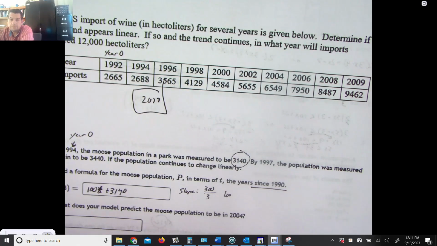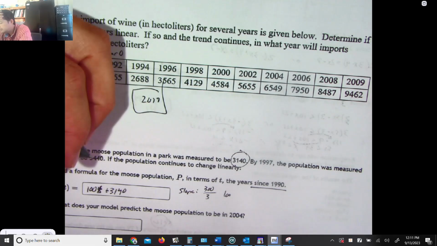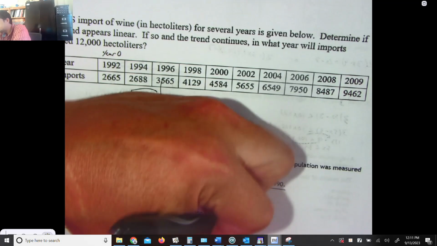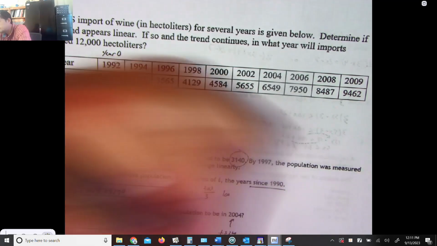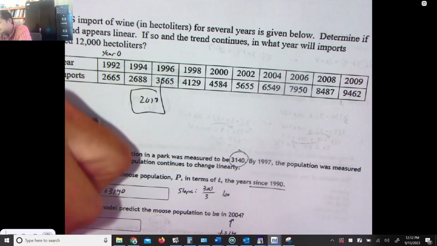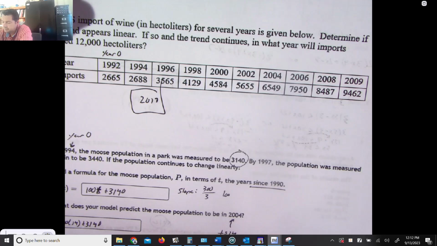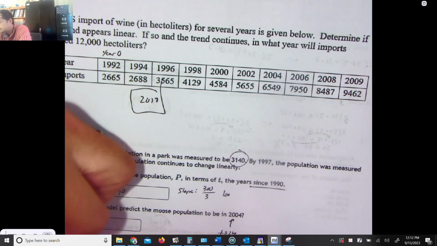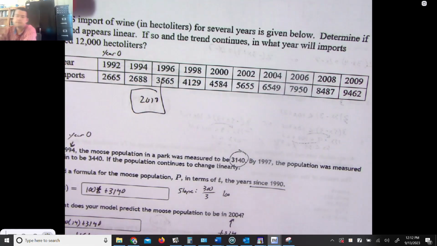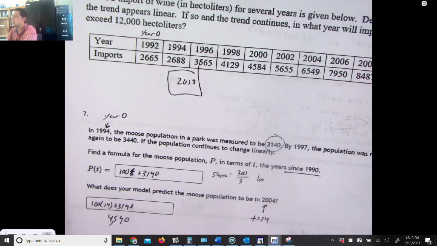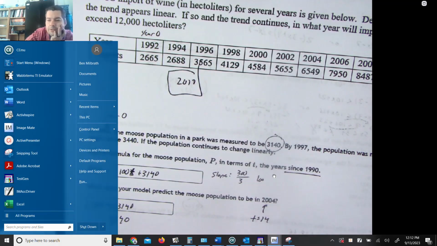When does your model predict, which is extrapolation, what the moose population will be in 2004? I mean, 2004 is 14 years after 1990, so time is 14. So it's 100 times 14 plus 3140, which is going to be 4540. 4,540 moose? I don't know. Let me go ahead and stop this one so that the videos aren't so blasted long.